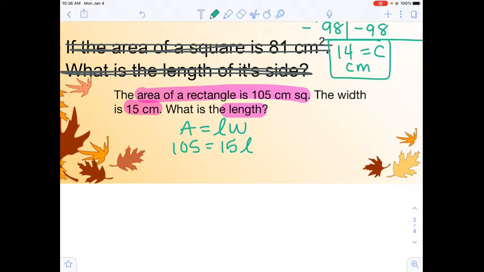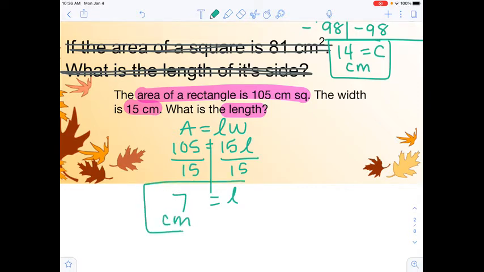So to get that length by itself, I have to do the inverse to both sides. So right now it's 15 times L. The opposite of that would be divide. So I'm going to divide both sides by 15 to get rid of that constant. And I'm left with the length equals, and then I take 105 divided by 15, and I get 7, and then always add a label. So the length is 7 centimeters.